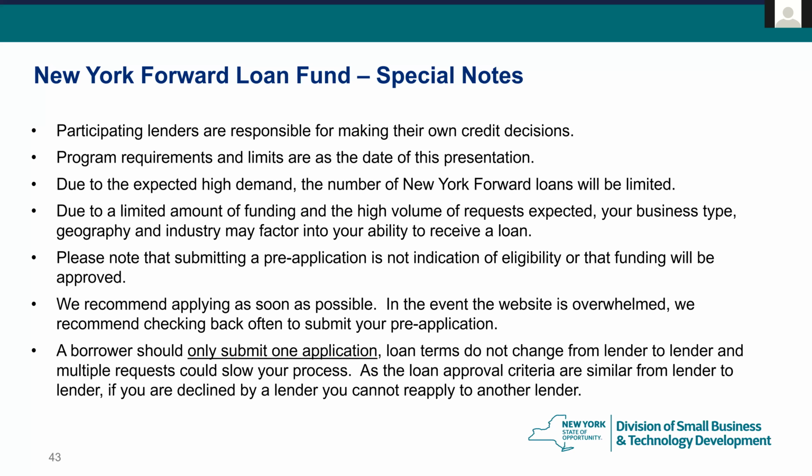But what it is going to do is slow down underwriting, because they're going to have to figure out which lender gets to do the loan, not to mention that it can cause confusion, because you might start answering multiple lenders and think you sent this lender the information you needed to send them, but you didn't. You sent it to the wrong lender. It's not worth the hassle. Just choose one lender. And since the loan approval criteria are so similar from lender to lender, if you're declined by a lender, there's no need to reapply to another lender because they're going to give you the same decision.